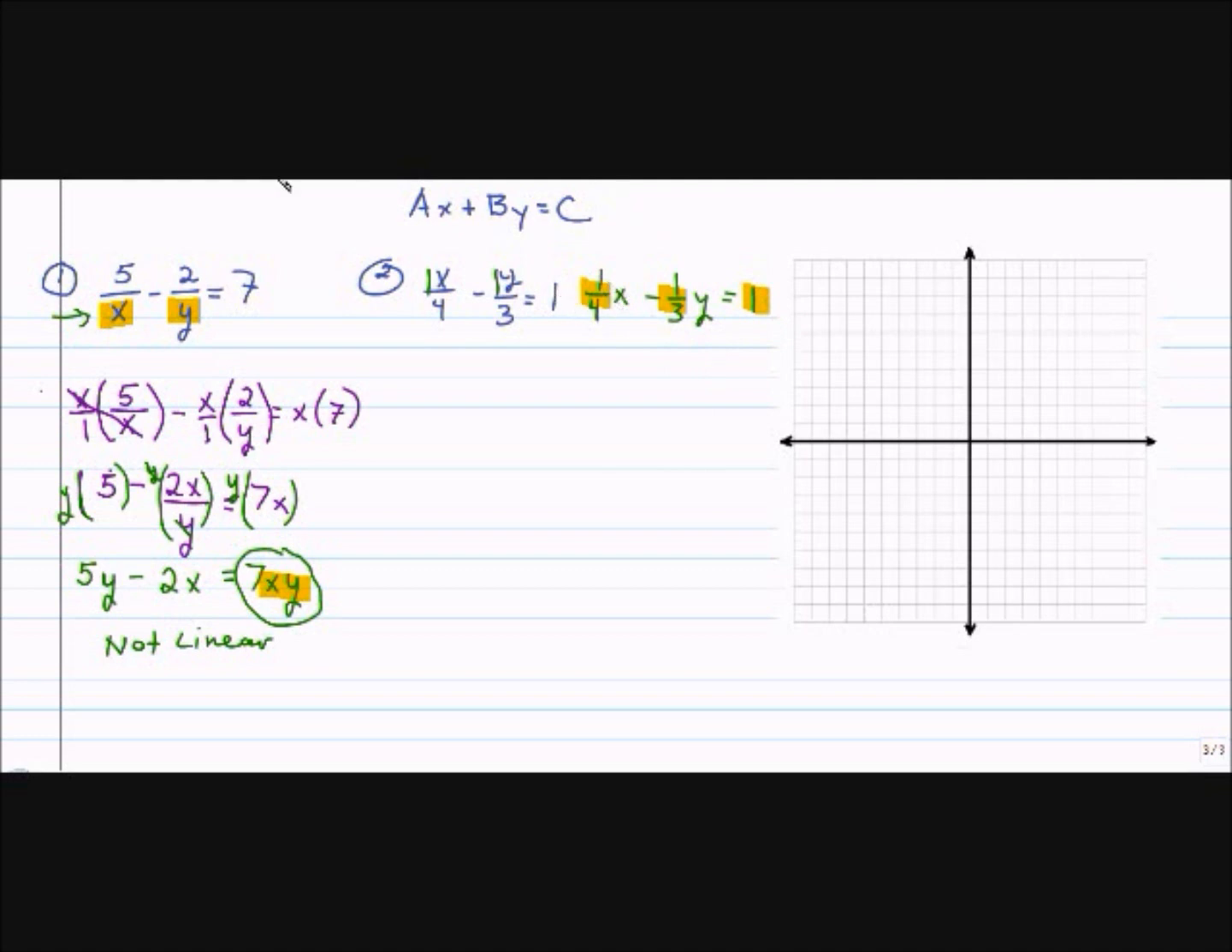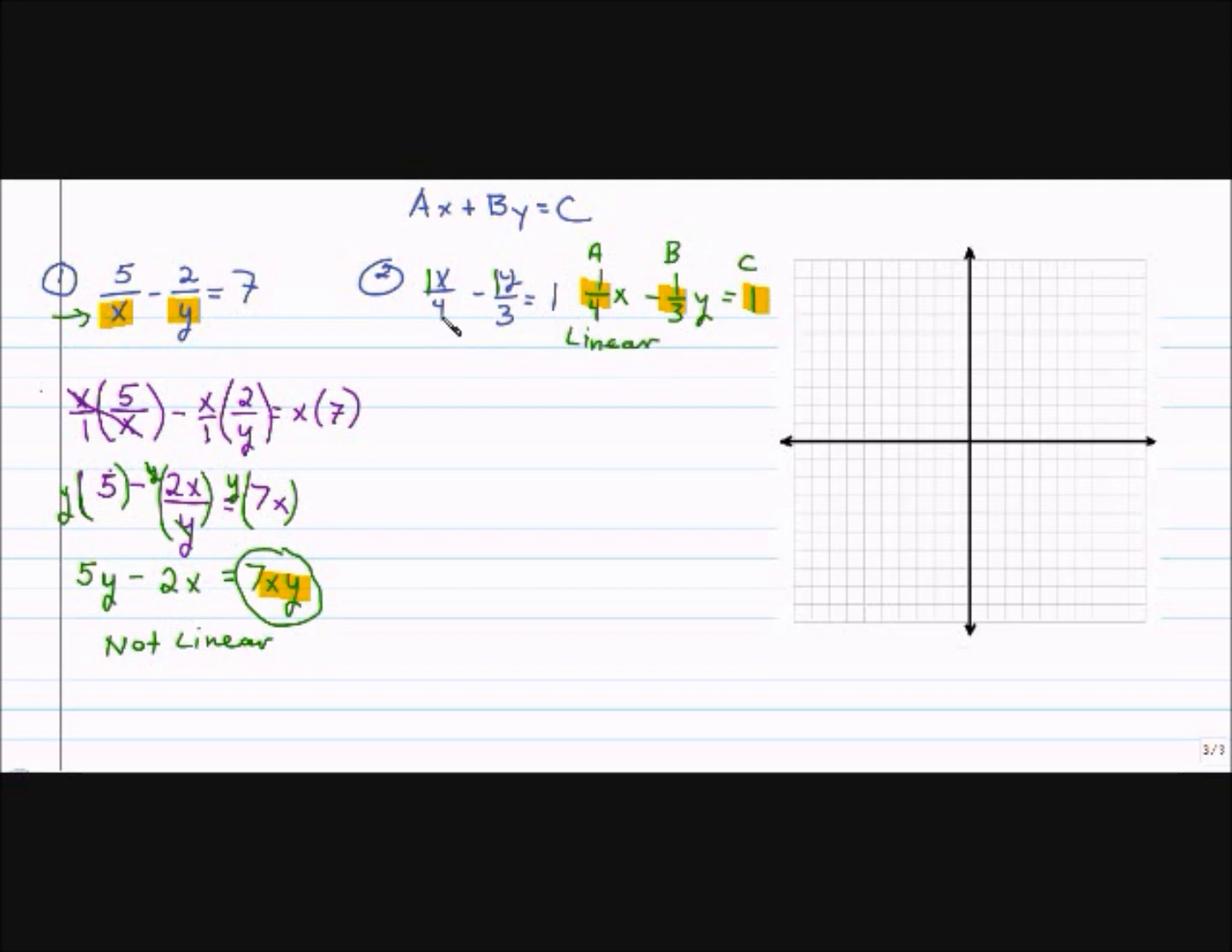So you have your a, b, negative 1/3, and your c equals 1. So yes, this is linear.